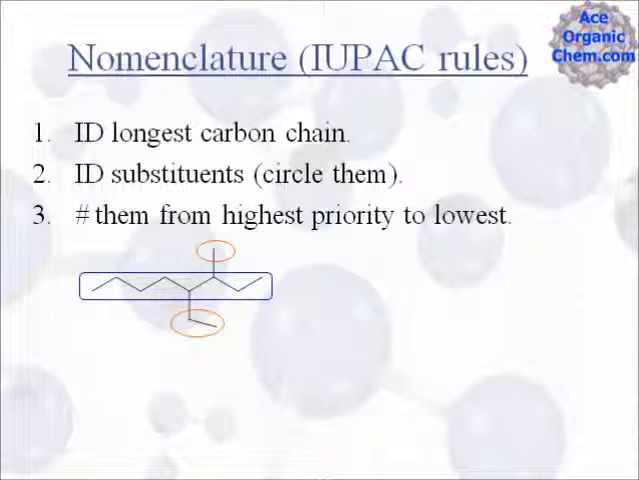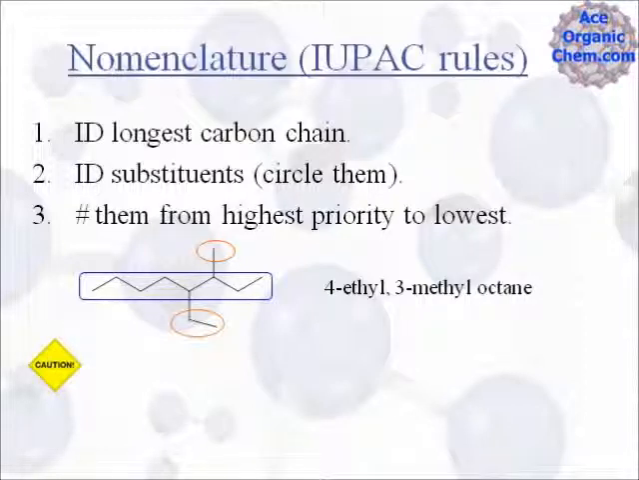Then number them from highest priority to lowest priority. Now, what we want to do is ensure that we have the lowest combination of numbers. So, for example, this would be 4-ethyl, 3-methyl octane. We need to start with that 3 because in this case we want to number from right to left, not left to right. So if we had gone from left to right, we would have ended up with, what, 2, 4, 5. It would be like 5-ethyl, 6-methyl, right? We want 4-ethyl, 3-methyl octane.